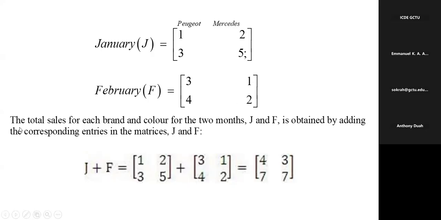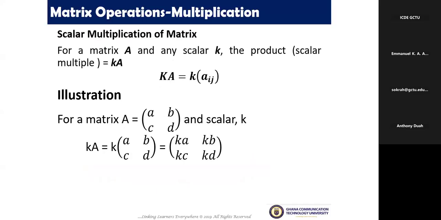You have to find what? The total sales. Now the total sales for each brand and color for the 2 months, J and F, that's January and February, is obtained by adding the corresponding entries. So it's the same addition that you are doing. Okay, so this is the first one, this is the second one. So J plus F. So 1 plus 3, 4. 2 plus 1, 3. 3 plus 4, 7. And 5 plus 2, 7. So that is what you have. So if you see such questions, you should be able to answer it in a nice way.